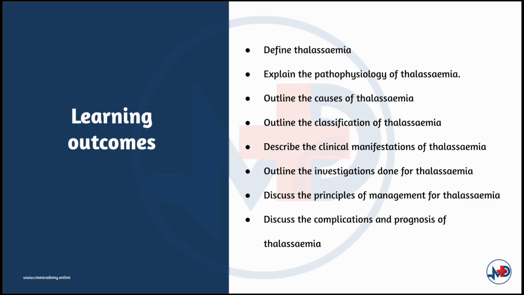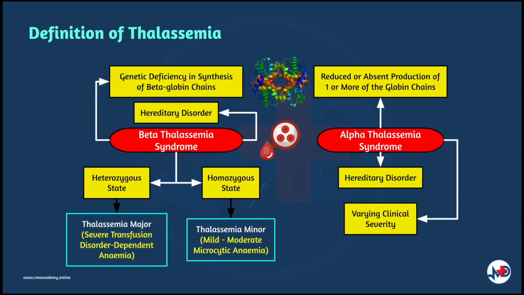By the end of this topic, you should be able to define thalassemia, explain the pathophysiology of thalassemia, outline the causes of thalassemia, outline the classification of thalassemia, describe the clinical manifestations, outline the investigations that can be done, discuss the principles of management, and discuss the complications as well as the prognosis of this condition. Let's get started. Let's begin by defining what thalassemia is.